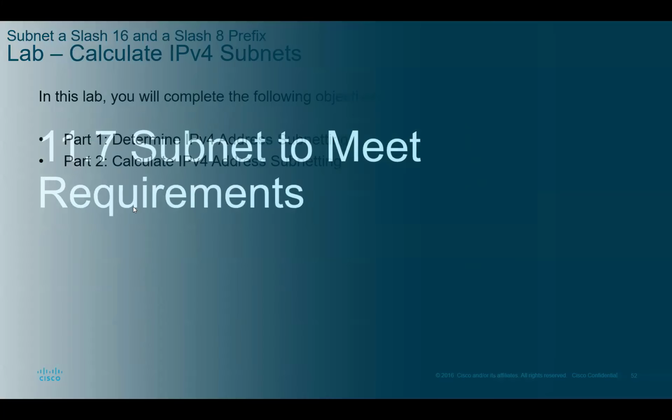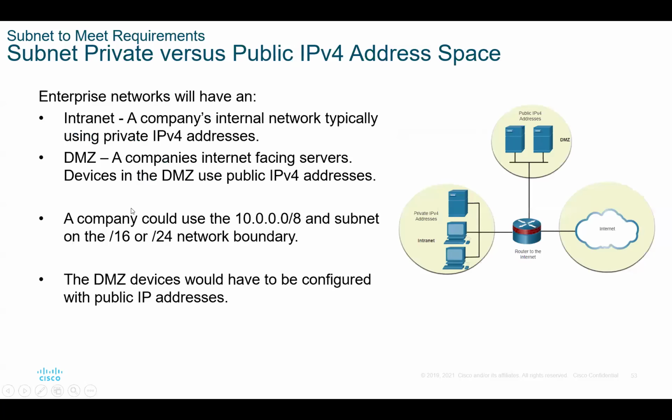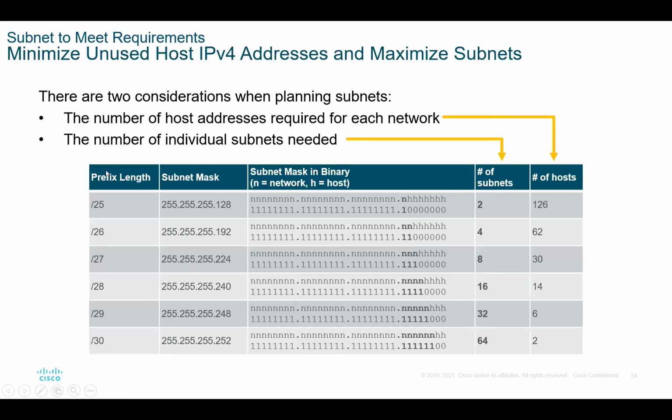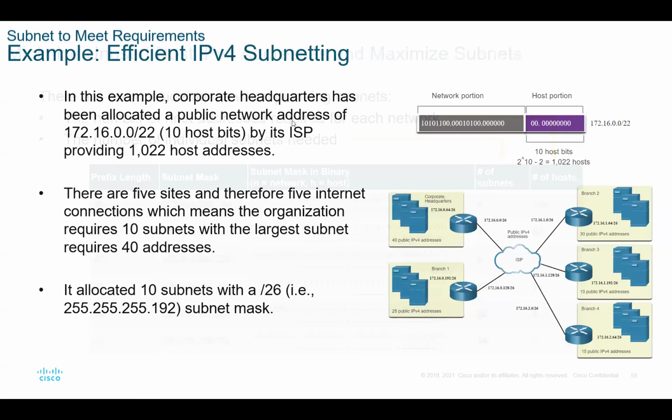Let's see here. Subnet meet requirements. Okay, let me see this. Subnet private versus public IP address that the enterprise will have given. Okay, I'll skip that, I don't see anything there. Minimize unused. Okay, let's see this. This is 4025. This is a good example of VLSM.